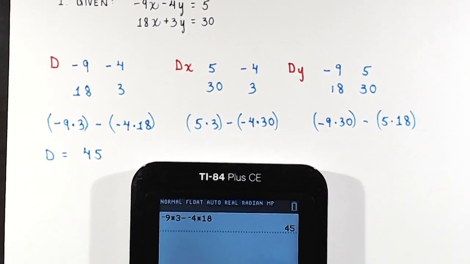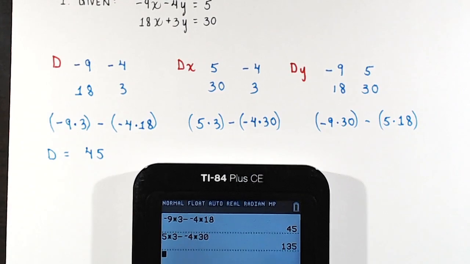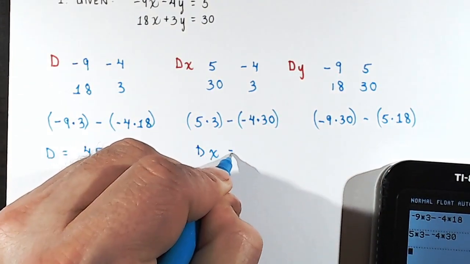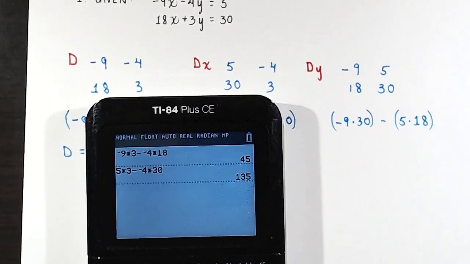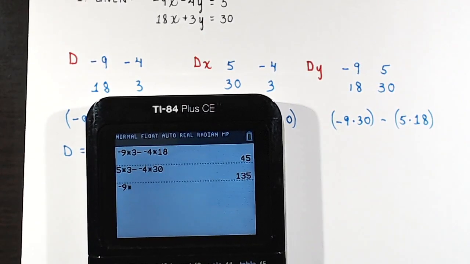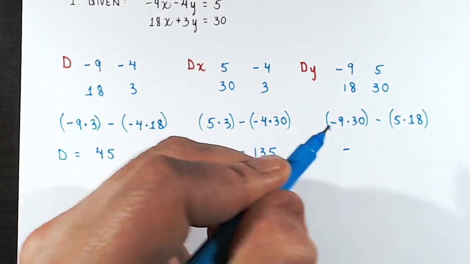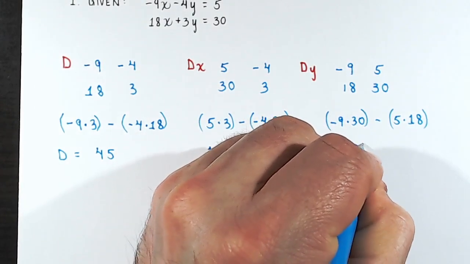Now for the determinant x, we multiply 5 times 3 minus -4 times 30, and we get 135. So D sub x equals 135. And finally, D sub y: -9 times 30 minus 5 times 18 gives us negative 360. So D sub y equals negative 360.